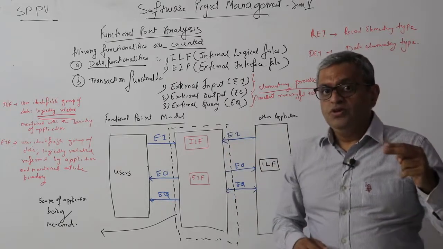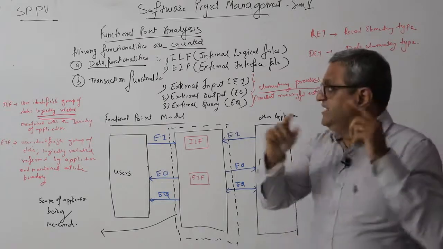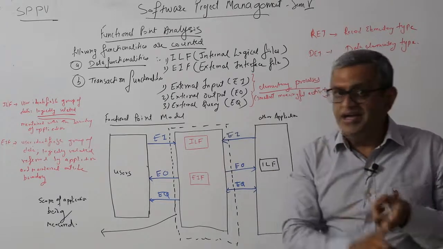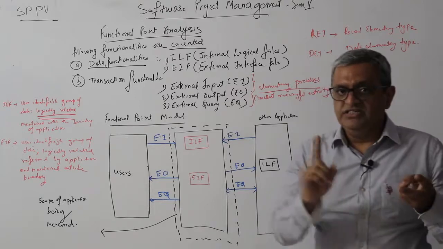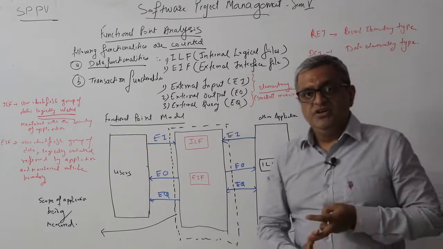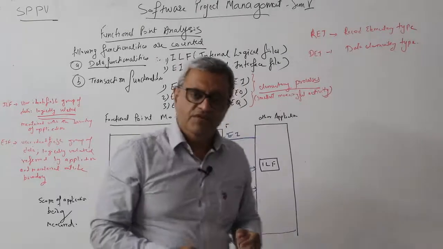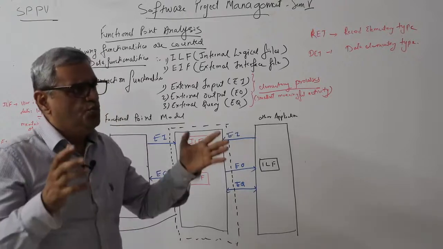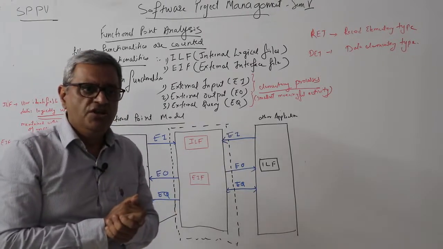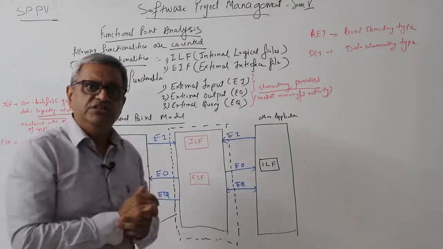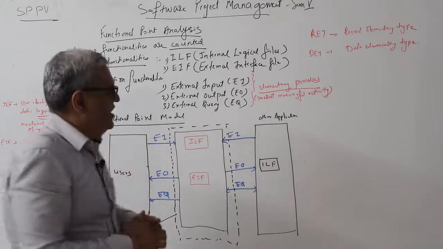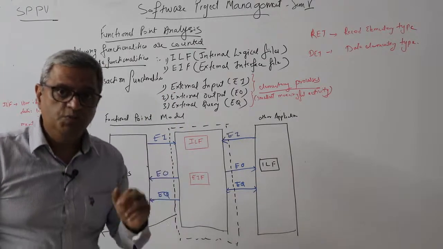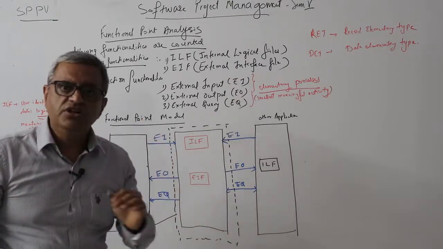So there are two functionalities within data functionality that need to be counted. One is ILF, internal logical file, and second is EIF, external interface file. Apart from that, we mentioned that we also need to count transaction functionalities. Within transaction functionalities, typically you have three functionalities that need to be counted. First is external input, second is external output, and third is external query.